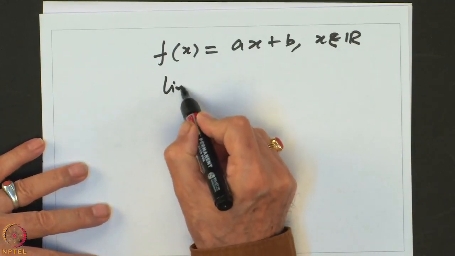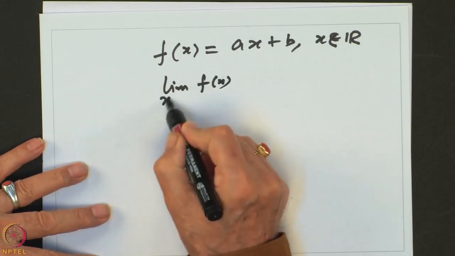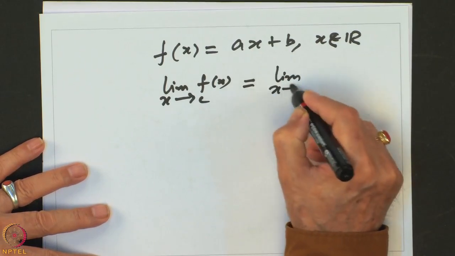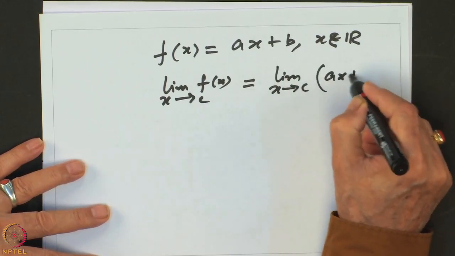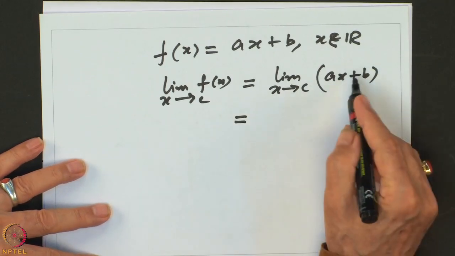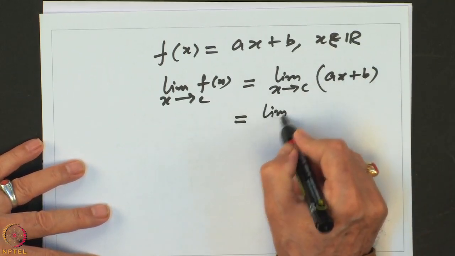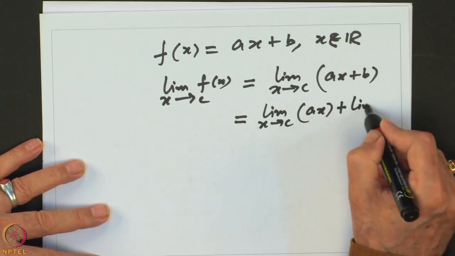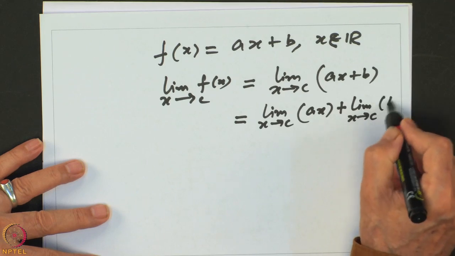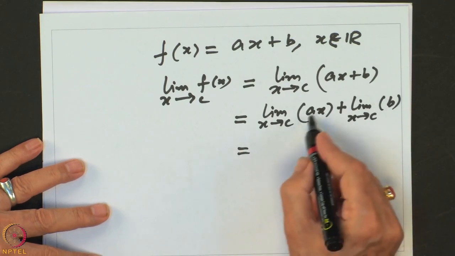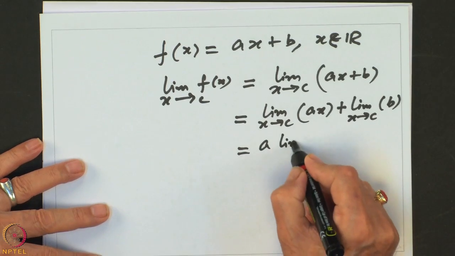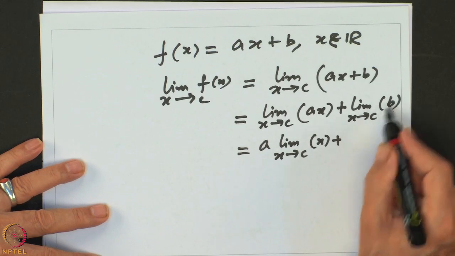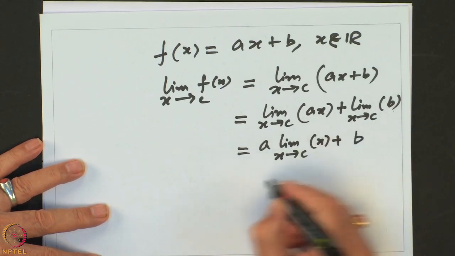So, what is the limit of f of x as x goes to c? That will be equal to the limit as x goes to c of a x plus b, and by the algebra of limits, it is the limit of a x plus the limit of b. That is a times the limit as x goes to c of x, plus, there is no x here, it is a constant function, so that is equal to b.